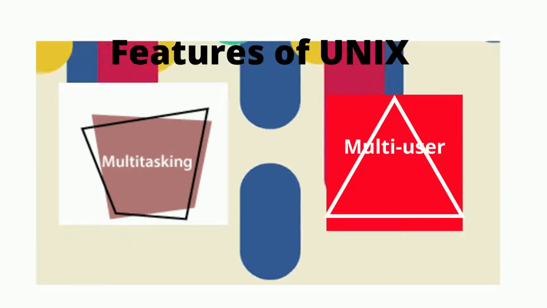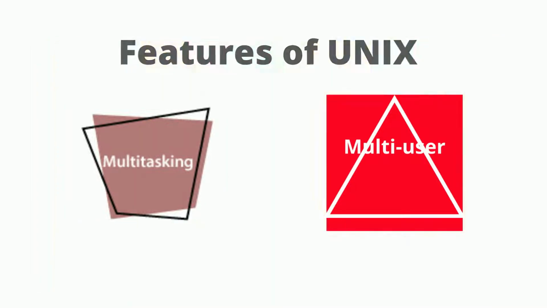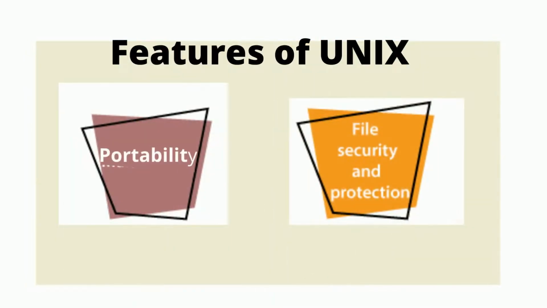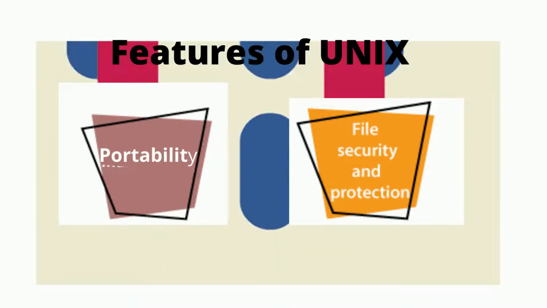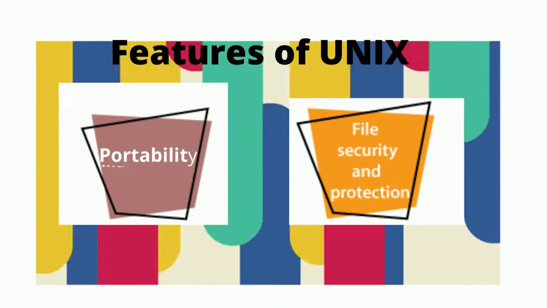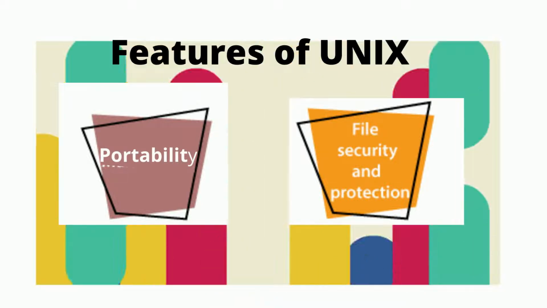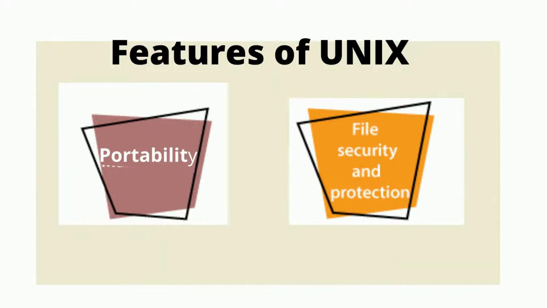Portability. Another feature of UNIX is that it is portable. That means you will be able to transfer code written in C programming to any other machine, because a significant portion of UNIX is written in C programming and a very small portion of it is coded in assembly language for specific hardware purposes.